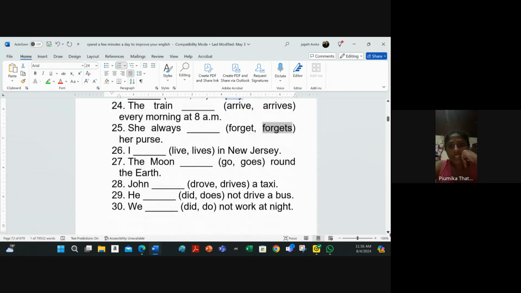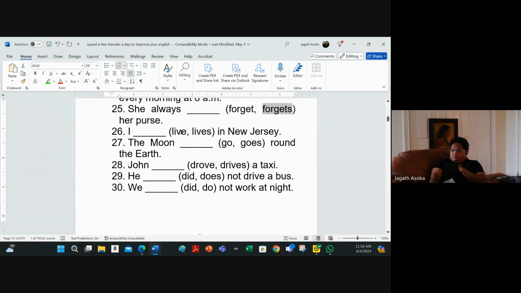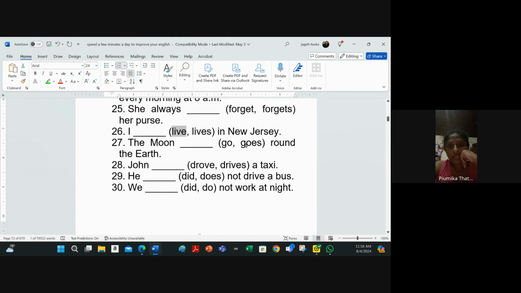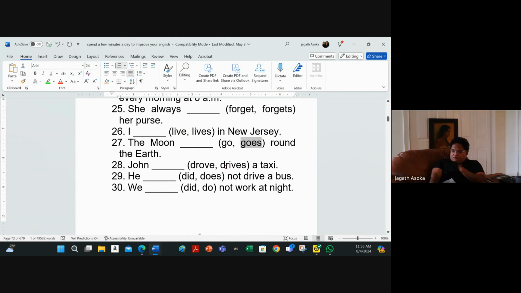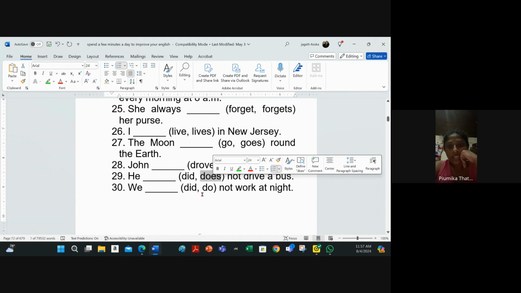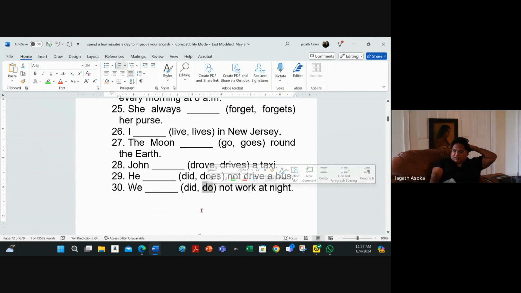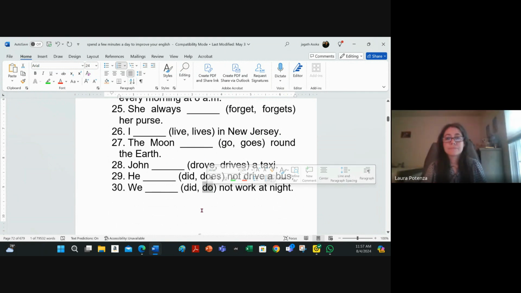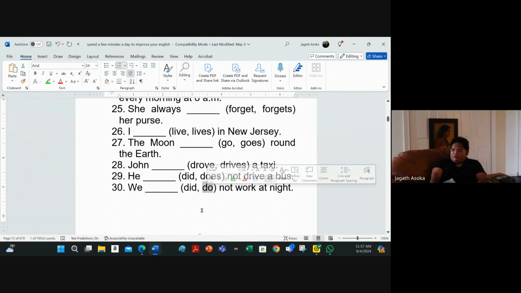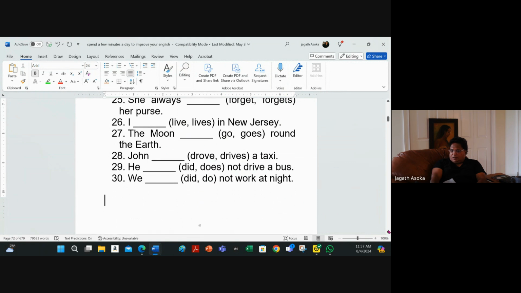I live in New Jersey. The moon goes round the earth. John drives a taxi. He does not drive a bus. We did not work at night. Remember, this is present tense, so: we do not work at night. Okay, very good, very good.